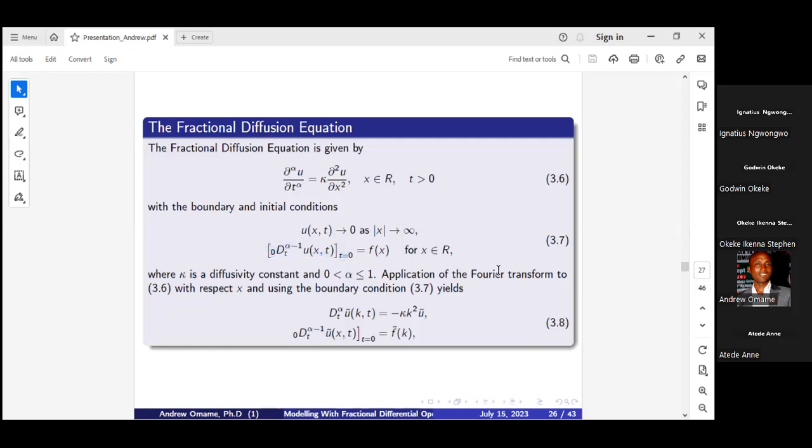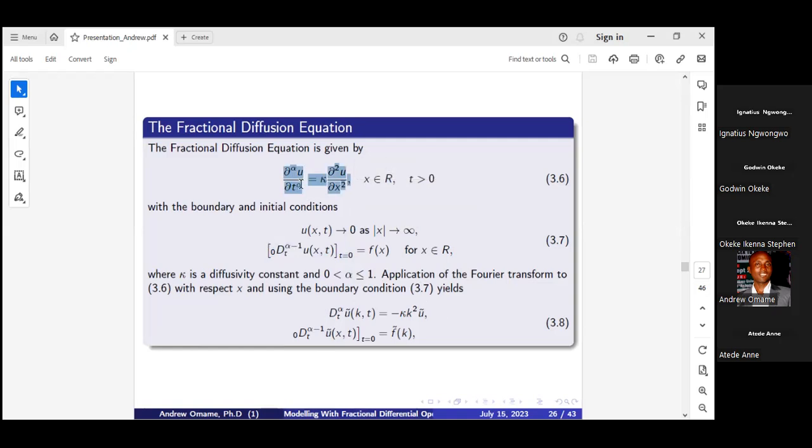Because of this expression on the right-hand side, this double derivative, there will be application of two transforms. So I'm going to use both Fourier and then Laplace. If I apply the Laplace transform to this expression, I get equation 3.8.